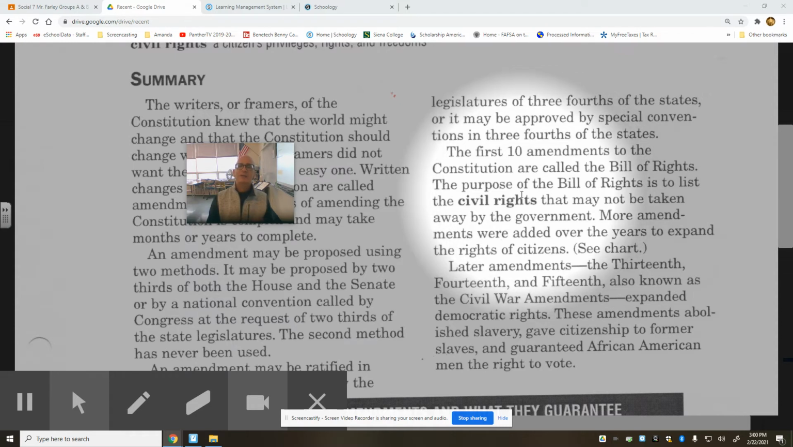We said that the Anti-Federalists at the convention wanted the Bill of Rights included because they wanted to make sure that everyone's rights were spelled out in the Constitution specifically. All right. More amendments after the Bill of Rights were added over the years to expand the rights of citizens. And we're going to look at the chart in a moment on that.